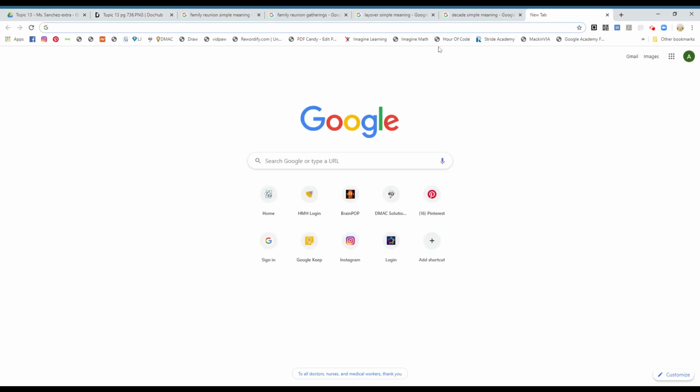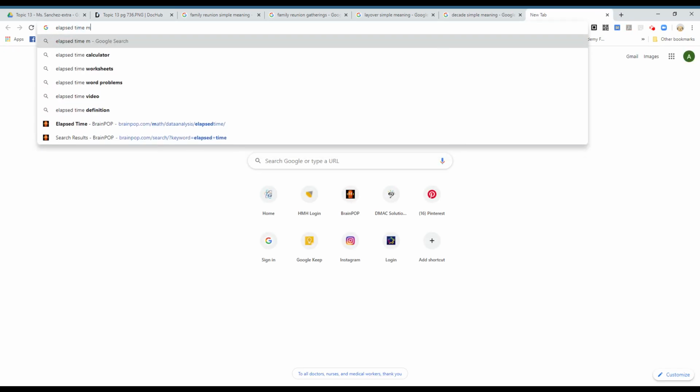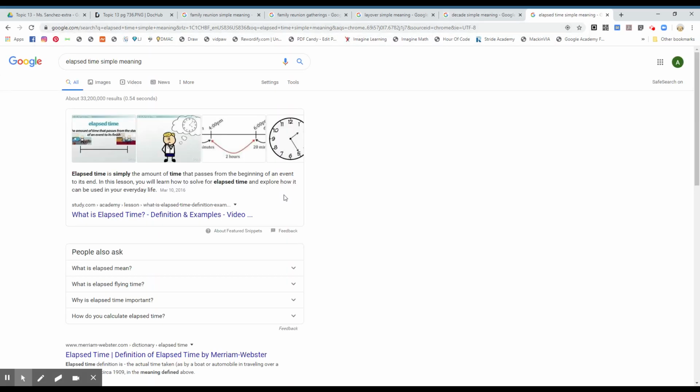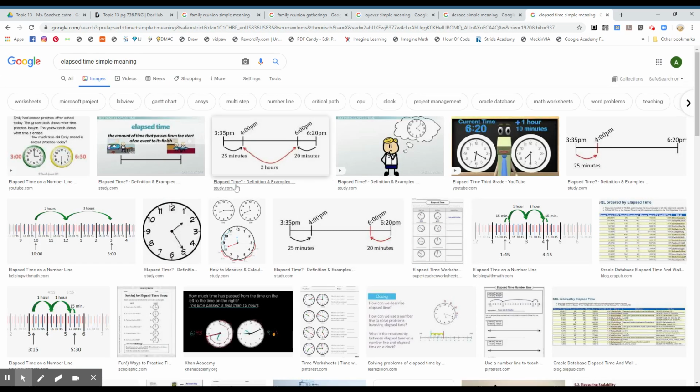And elapsed time, boys and girls, is the amount of time that passes from the beginning of an event to its end. Okay, so elapsed time, boys and girls, is just how long something lasts. Like you can see here, from 3:35 to 4 p.m. is 25 minutes. From 4 p.m. to 6 p.m. is 2 hours. So that's all it means, boys and girls. Elapsed time is just how long something is taking, how much time is passing by. That's all it means, boys and girls.